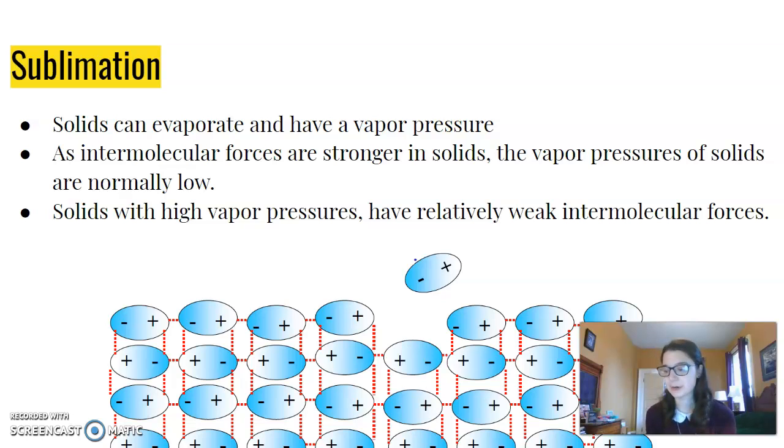So the energy required to sublimate 1 mole of a solid is equal to the energy required to liquefy and then vaporize 1 mole of that substance. So essentially the enthalpy of sublimation, delta H sub, would be equal to the enthalpy of fusion plus the enthalpy of vaporization for that substance.